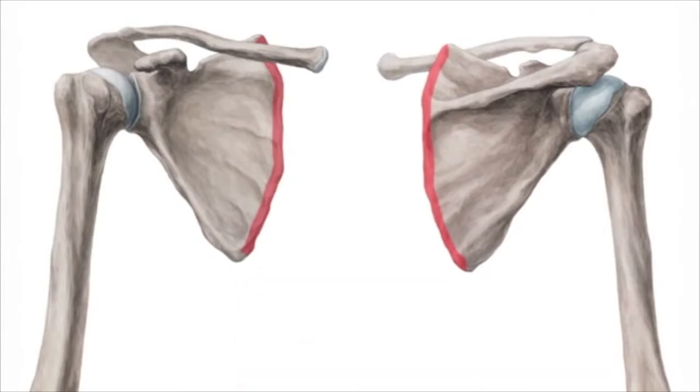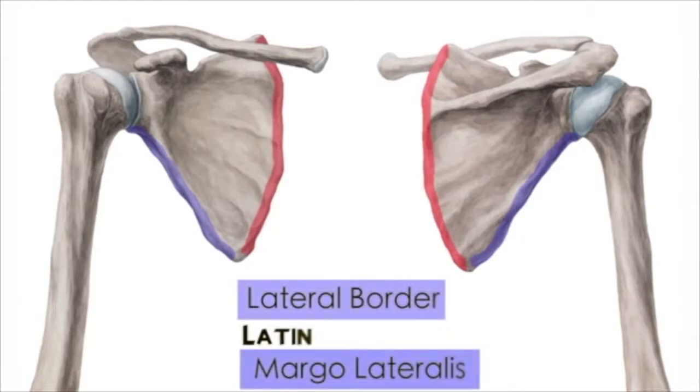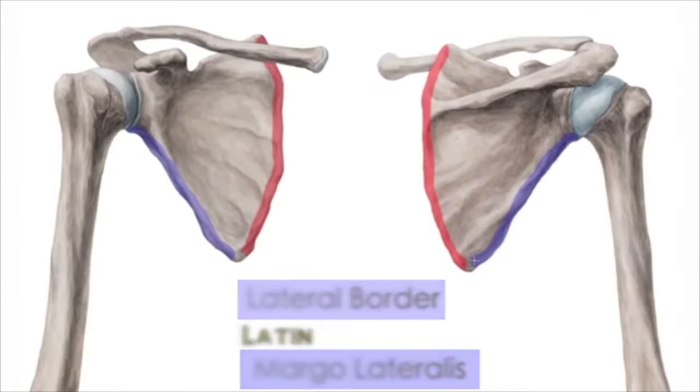Now, the second border that you need to know is the lateral border, which will go from the lower margin of the glenoid cavity, which is a structure that is articulating with the head of the humerus that we're going to learn about later in this tutorial, and goes all the way down to the inferior angle.